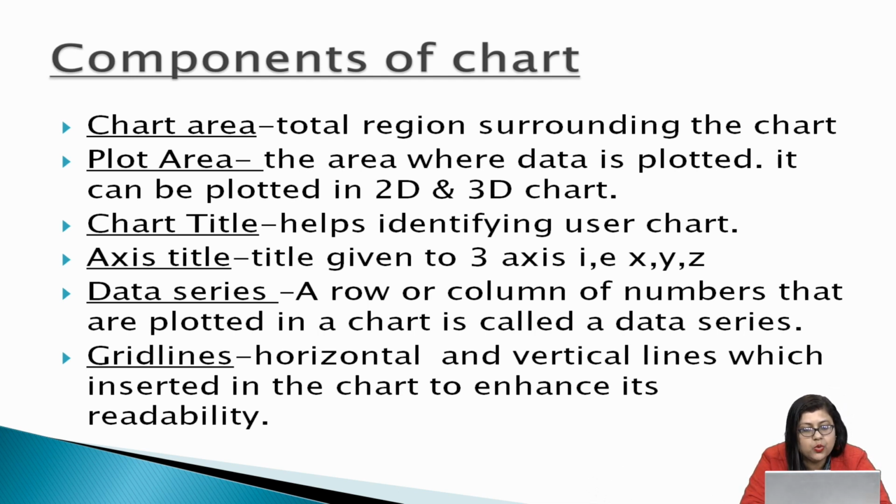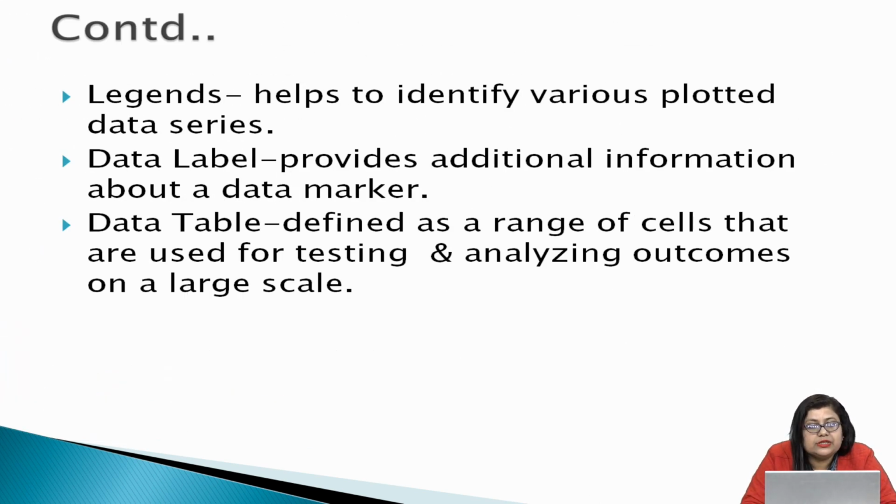Data series shows a row or column of numbers that are plotted in the chart, called data series. Grid lines are horizontal and vertical lines which are inserted into the chart to enhance the readability of your chart. Then comes legends. Legends help to identify various plotted data series. Data labels provide additional information about the data markers. Data table is defined as a range of cells that are used for testing, analyzing outcomes on a large scale. So this is for the charts. Thank you.